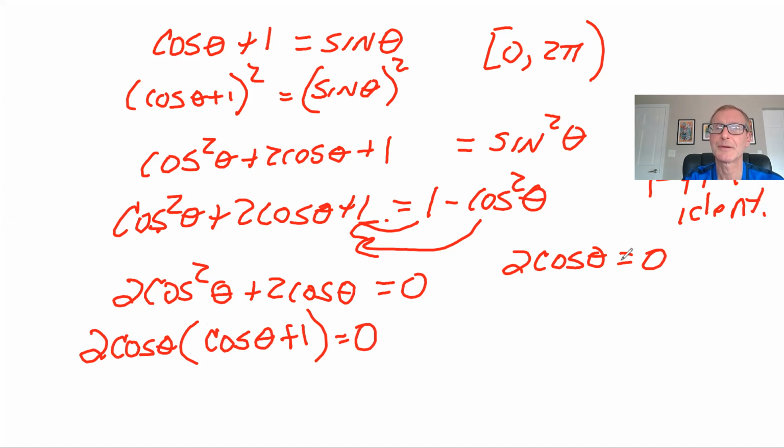So where is cosine 0? Well, remember cosine of theta is 0 at 90 degrees and 270 degrees. So this would be pi over 2 or 3 pi over 2.